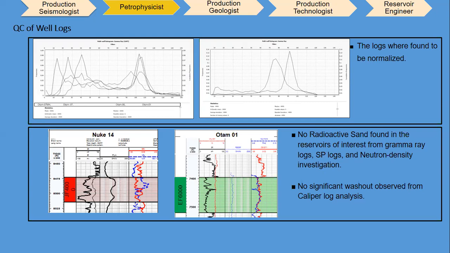reservoir of interest as a result of the SP, spontaneous potential, and the neutron density investigation. From the caliper point of view, we get to see that there's no significant washout, which means that our density log is safe for porosity determination since the density log reads near wellbore radius.